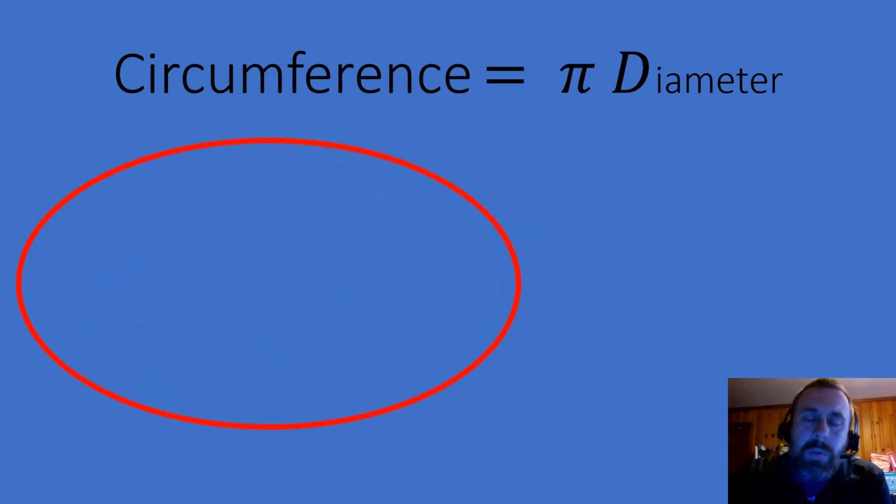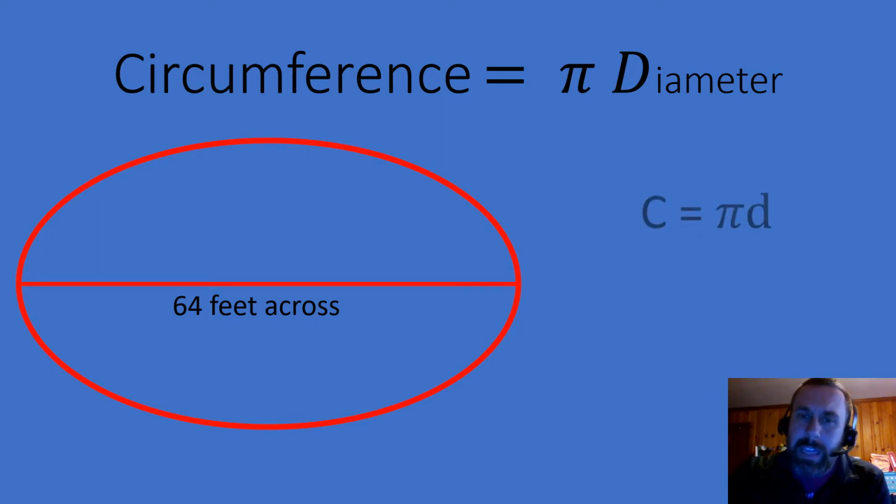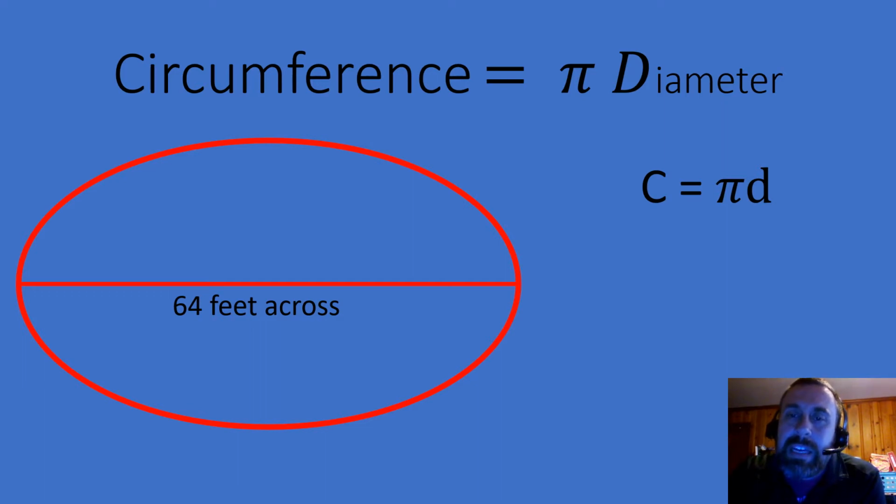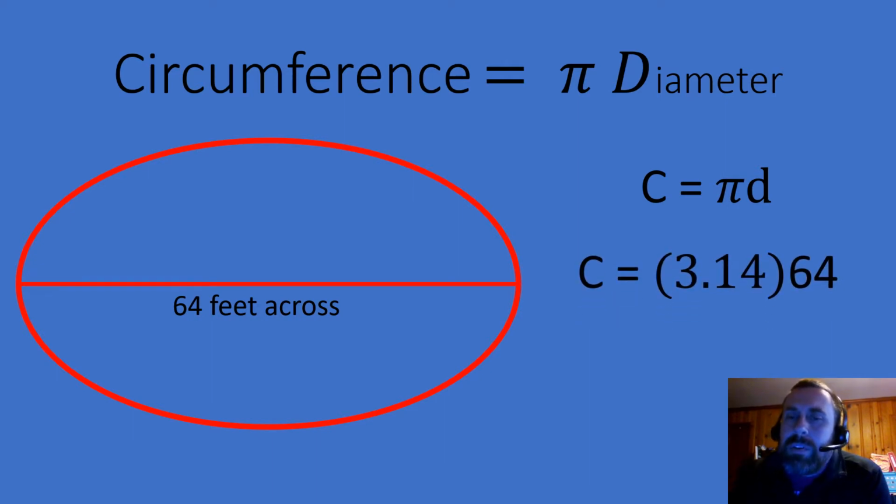So here's the circle we were talking about from our playground, and here comes our diameter. If you remember, the diameter was 64 feet across. Those are all the ingredients we need. Now, let's get it started. Our formula is circumference, that's the C, equals pi times D. Remember, D stands for diameter. Now, we're going to go ahead and sprinkle in our ingredients. The circumference equals, well, pi is 3.14 and the diameter is 64.